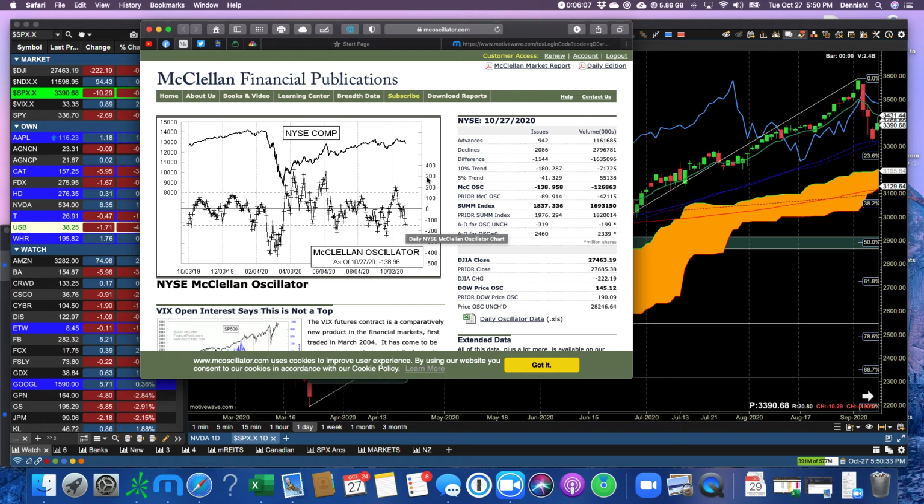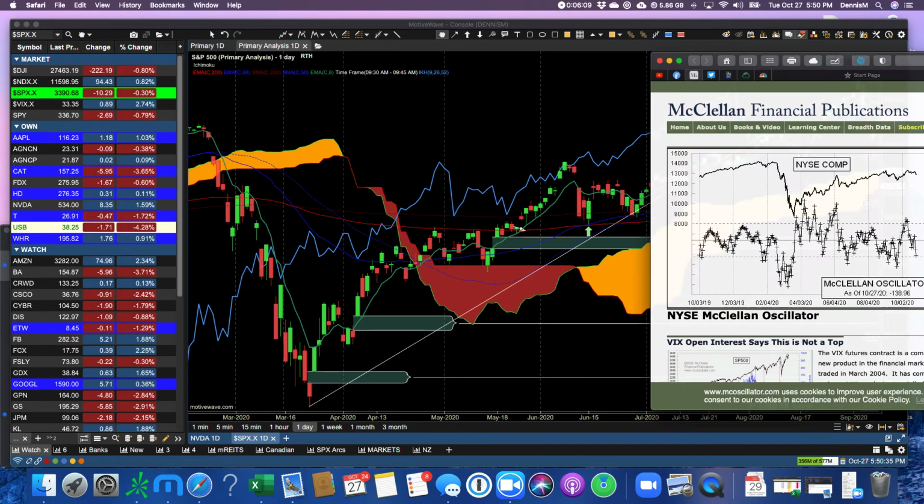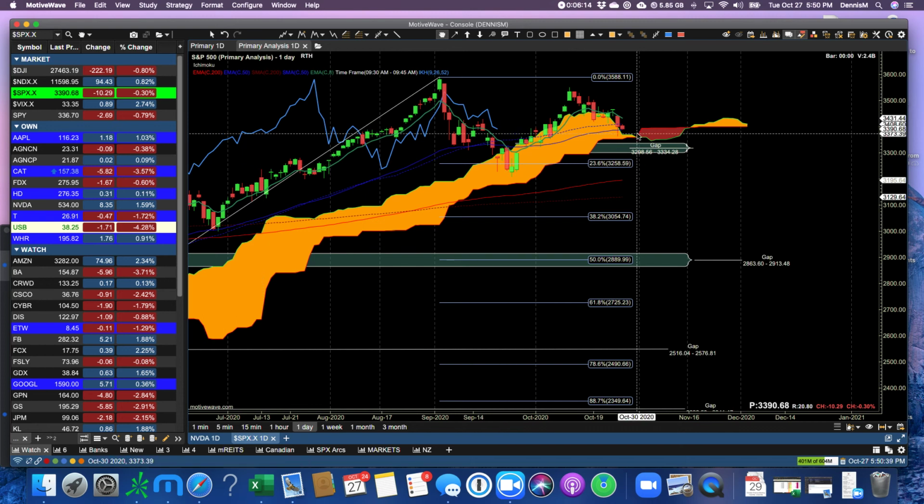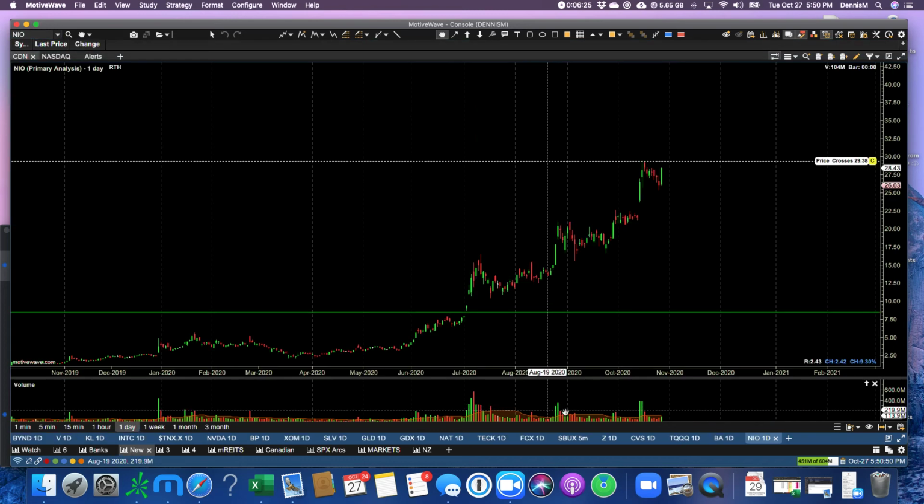Bottom line, we could be due for a bounce tomorrow because the S&P 500 has support on the 50, and the McClellan oscillator is showing that it's oversold. So let's now go to the stock that we're interested in, and let's look at Zillow.